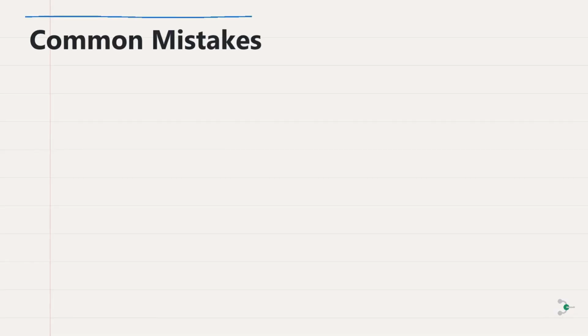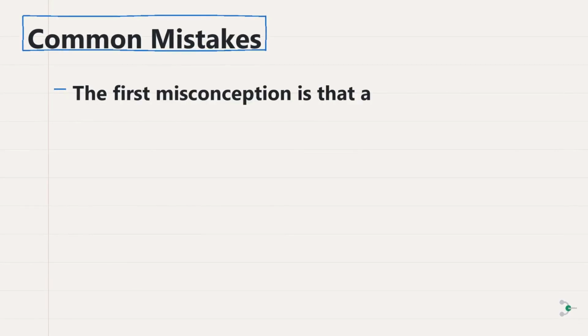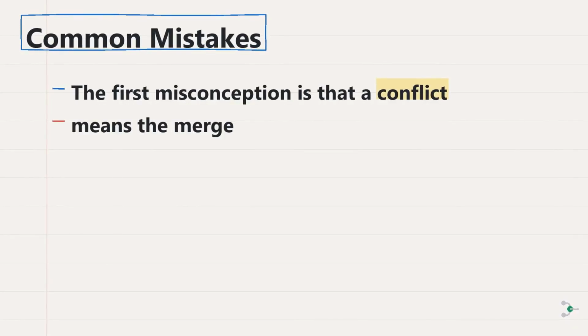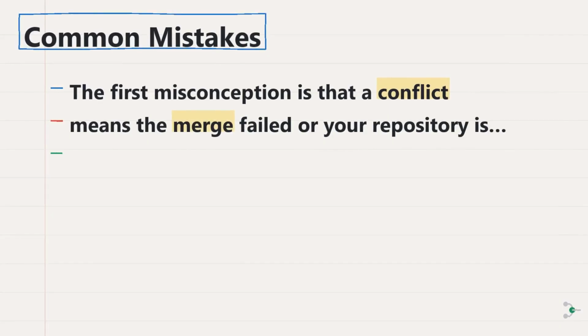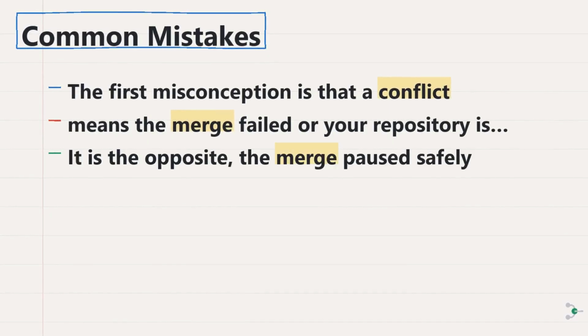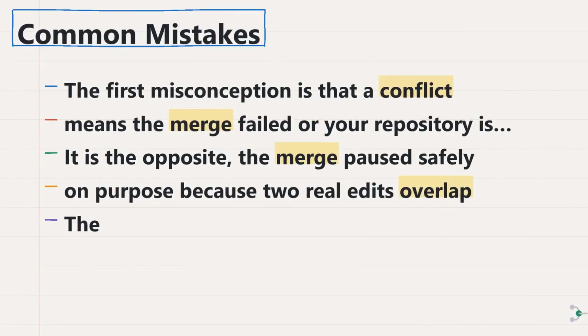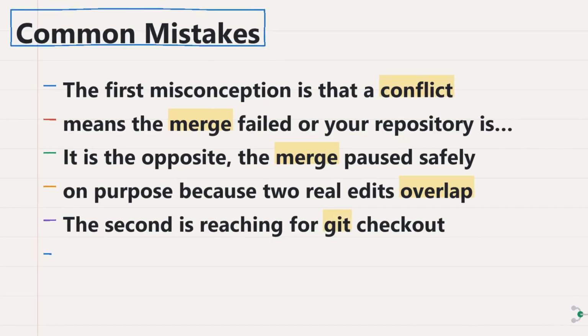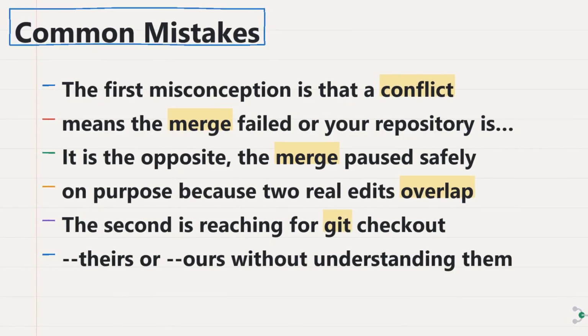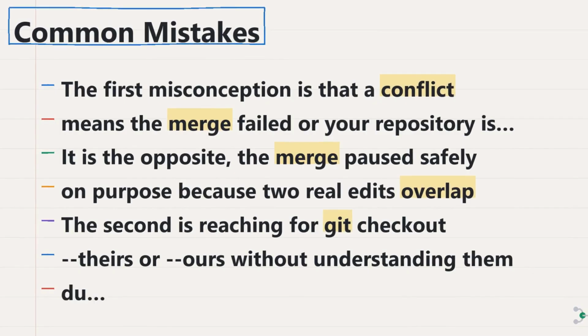The first misconception is that a conflict means the merge failed or your repository is broken. It is the opposite. The merge paused safely on purpose because two real edits overlap. The second is reaching for git checkout, theirs or ours, without understanding them during a merge. Ours means your current branch, and theirs means the incoming branch. And during a rebase, those meanings flip because rebase replays your commits on top, so the labels are reversed.